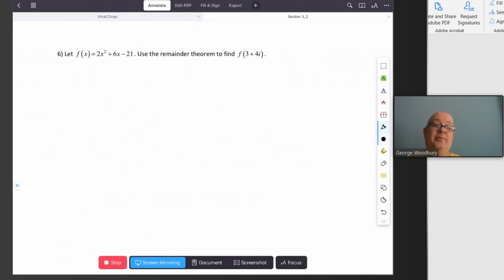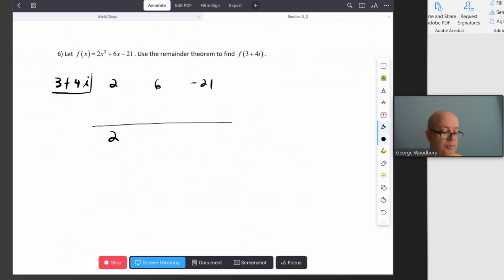This last one, we're going to evaluate a function for a complex value, 3 plus 4i. This one's going to become a little trickier. Let's see what we get. I'm going to put 3 plus 4i in the box. My biggest degree is x squared, so I need to have 3 spots, one more than the degree. I have 3 coefficients, so I can write them down in descending order. 2, 6, negative 21.